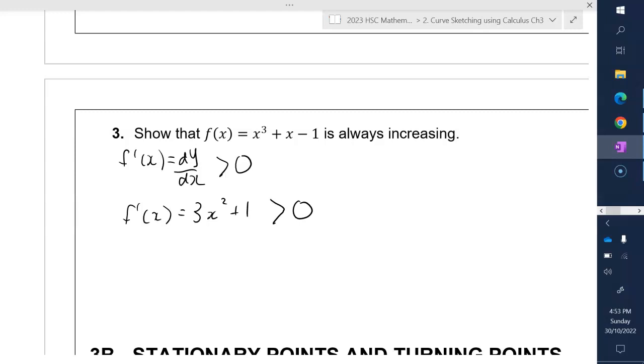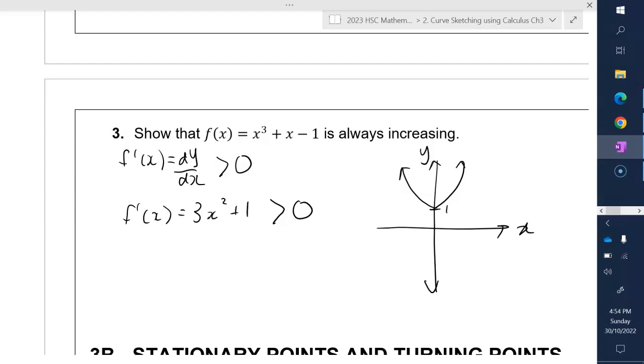Now, let's think about that. There's a couple of ways to think about it. If I was to graph that, it would look something like that, approximately. If we were to graph it, all the values of our function for each x value are always going to be greater than 0, because we're sitting above the x-axis. If we were to find the discriminant, we'd find that it was telling us the same thing.